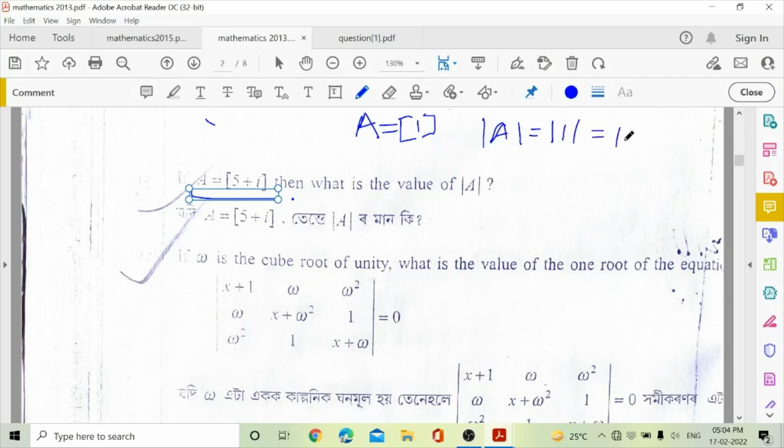Am I correct? That means in case of a 1 by 1 matrix, the determinant is the element itself. The determinant value is nothing but the element itself, because in a 1 by 1 matrix only one row and one column will be there. So here in this case also, A is equal to matrix of 5 plus i. So determinant of A is equal to just like this one, determinant of 5 plus i.